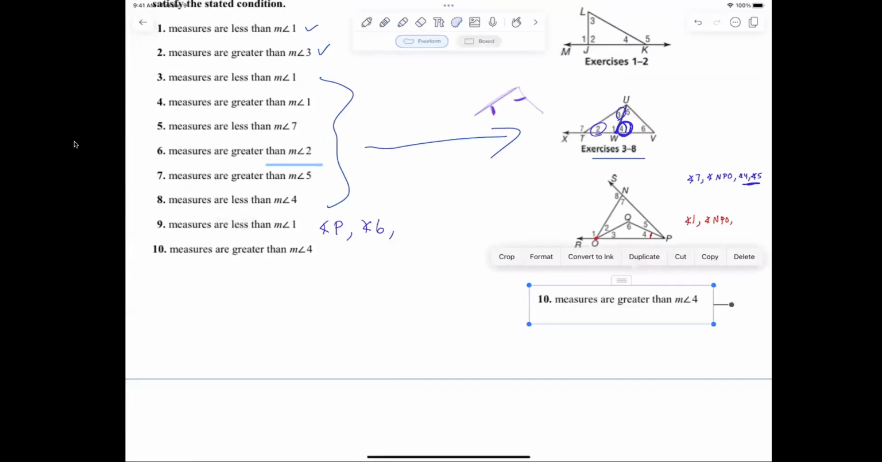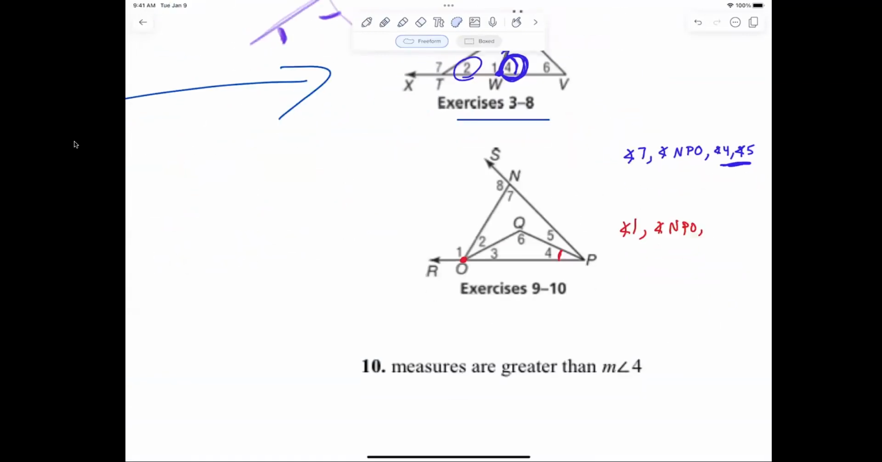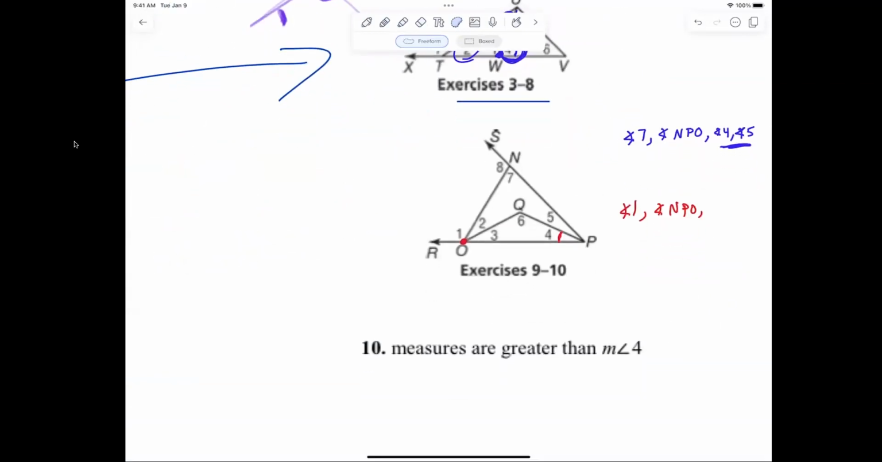I'm going to paste this over here so I can continuously look at it. All right, measures that are greater than angle 4. Angle 8. Definitely angle 8. Is there anything else? Sophia, anything else? You caught the last one. Yeah, good. What about angle? We don't know for sure.